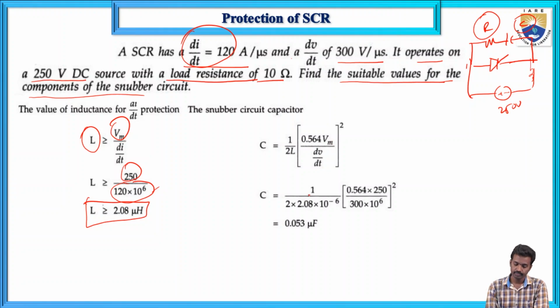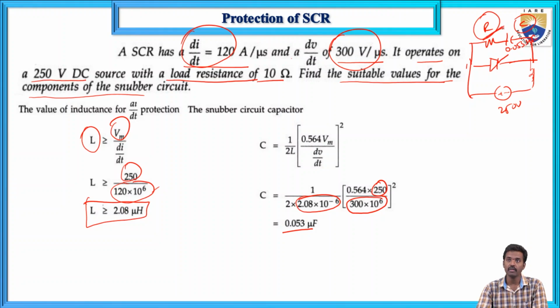So C equals 1 by 2L times 0.564 Vm by dV by dt, whole square. This is Vm and this is the dV by dt, 300 volts per microsecond. So 300 into 10 power 6, and that value equals 0.053, so C equals 0.053 microfarad.